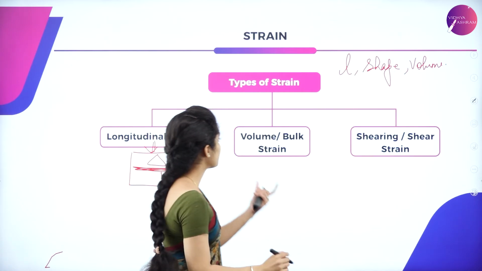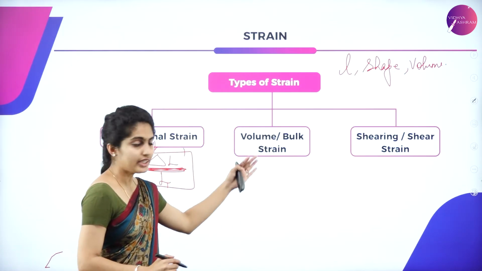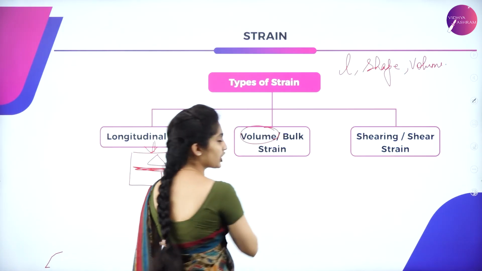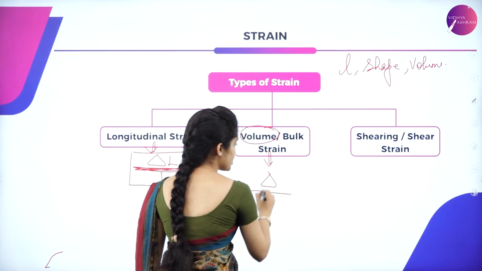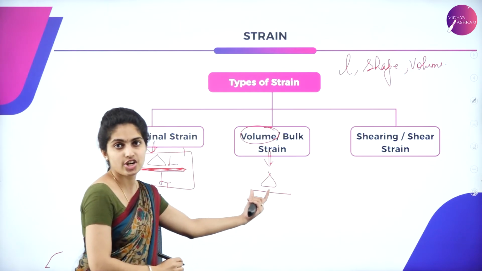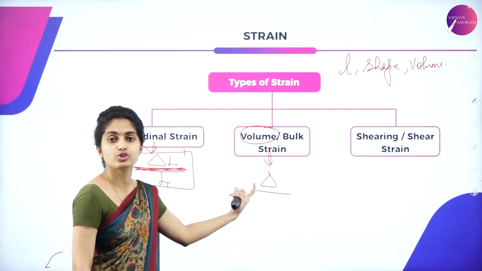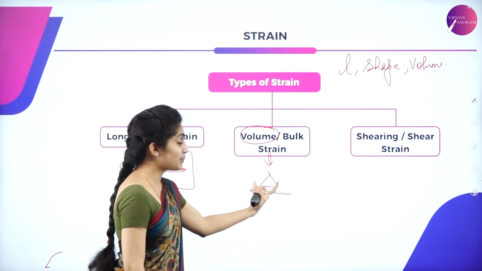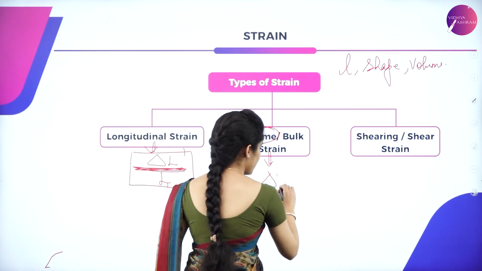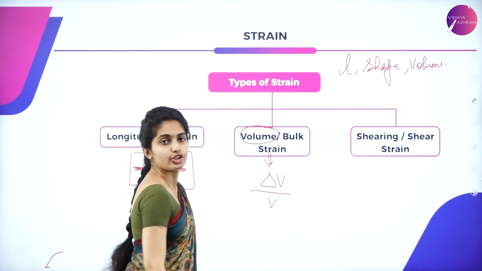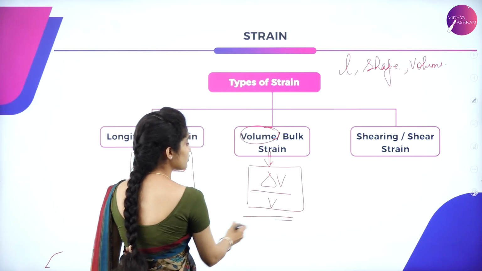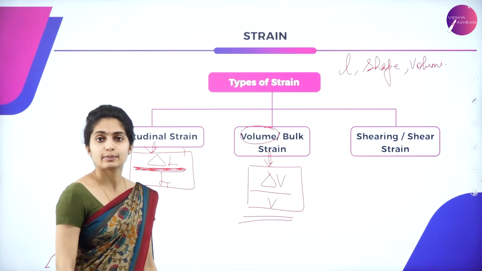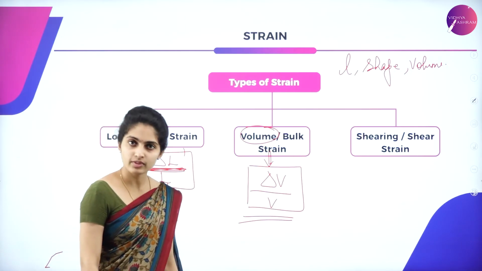Now when you go to the volume or bulk strain, there is a change in its volume. So you can give it as a ratio of change. This delta, the triangle shape, represents the change. It represents the change in volume with respect to the original volume. So this is the definition as well as the formula for volume strain, under types of strain.